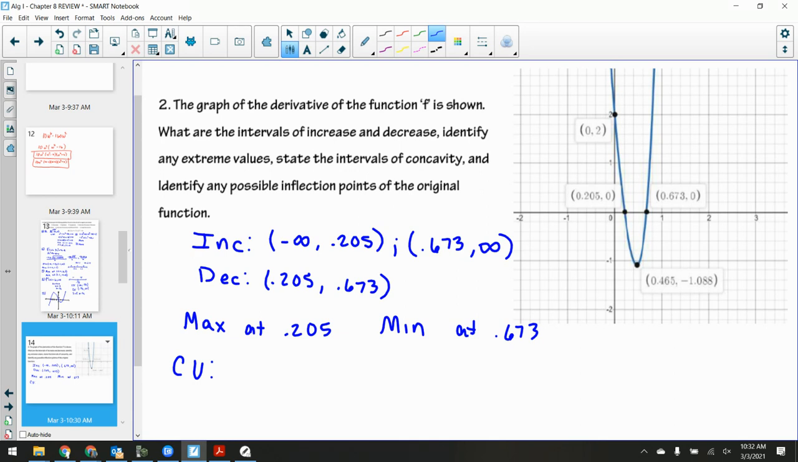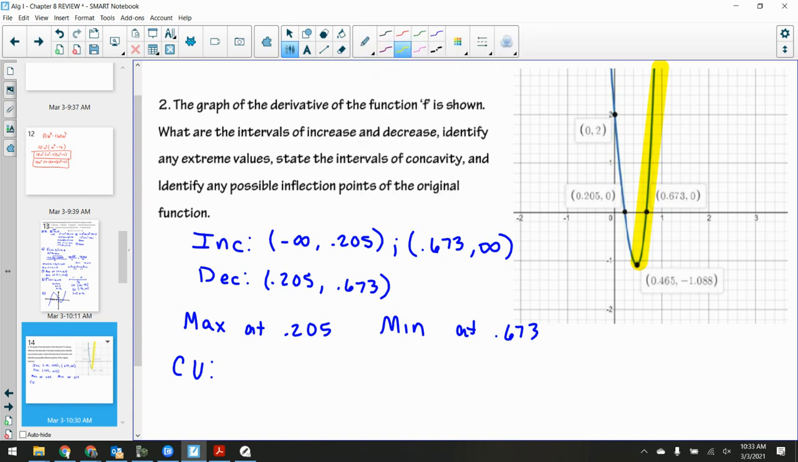If it's decreasing on the graph of the first derivative, that means it's negative on the graph of the second derivative. If it's increasing on the graph of the first derivative, that means it's positive on the graph of the second derivative. So that means if it's positive here, look, it's increasing at all points here, right? That's increasing. That means that's all concave up.